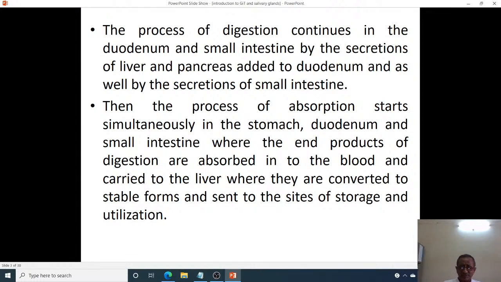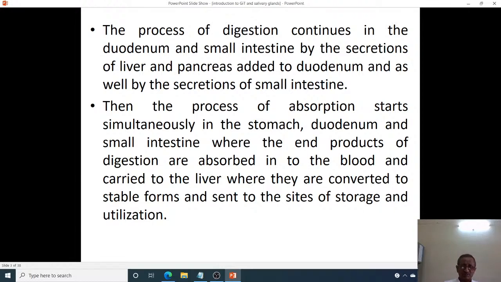Then the process of absorption starts simultaneously in the stomach, duodenum and small intestine, where the end products of digestion are absorbed. So here, once the food is deglutiated, digestion starts. Digestion is started by the enzymes of the saliva, by the enzymes of the secretions of the stomach, and by the enzymes secreted in the small intestine, and at the same time by the secretions of the pancreas and liver that are poured into the second part of the duodenum. So all these are helping in digestion of the food that we have taken.